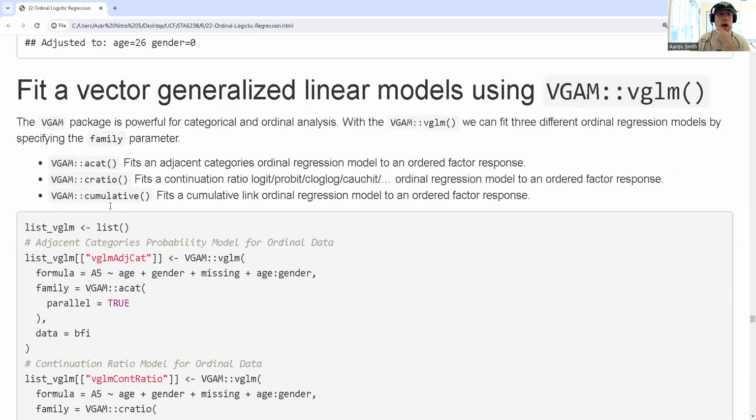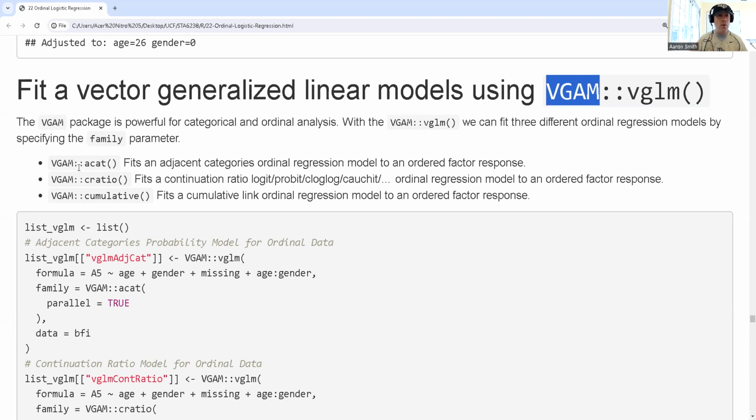Now, here's the one that I use most of the time professionally, the VGLM in the VGAM package. This is a big package. This package is huge. It has a lot of tools, a lot of power to it, and this is the one that I professionally lean on. So here, when I'm doing ordinal logistic regression, I've got 3 approaches I can handle.